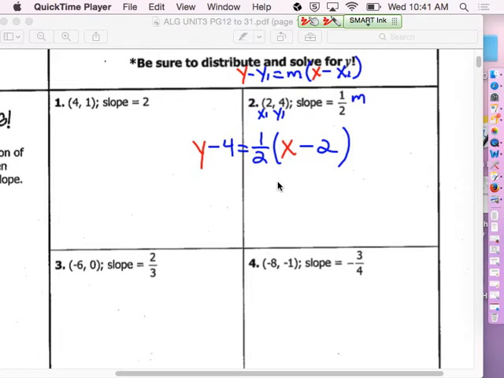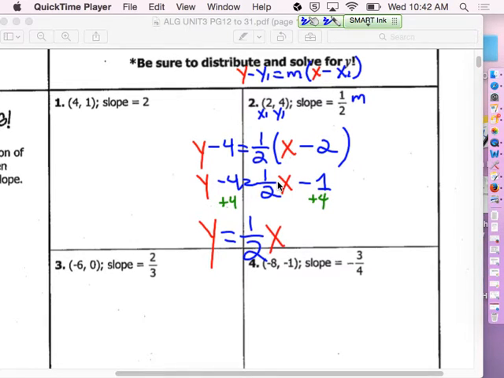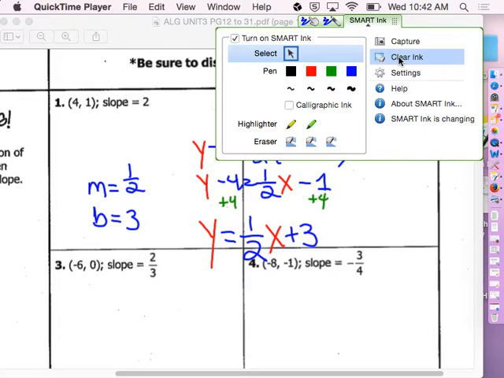Let's distribute the 1/2. And 1/2 times negative 2 is negative 1. Then I'm going to add 4 to both sides. So now I've isolated the red y. My slope is 1/2, and there's my red x. And now my y-intercept becomes positive 3. So here from this problem I can easily identify m and b. M is 1/2 and then b is positive 3. Let's do one on the next page.